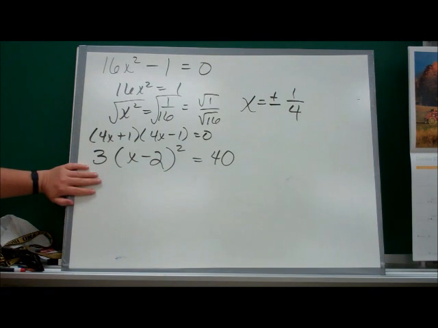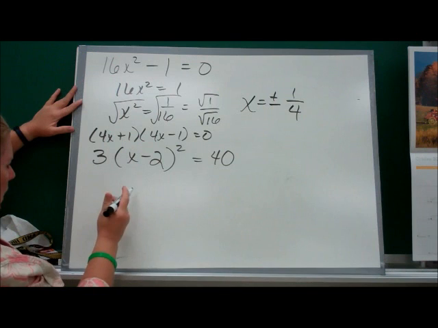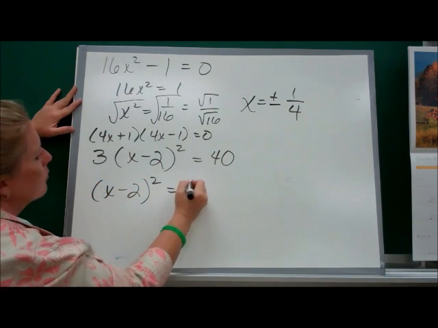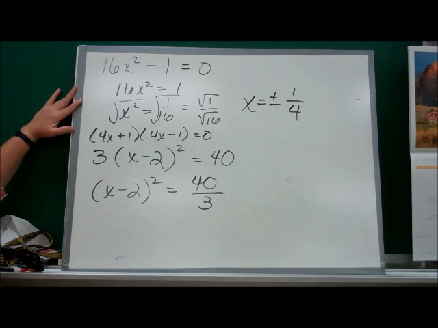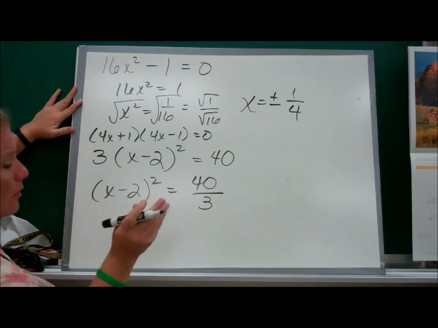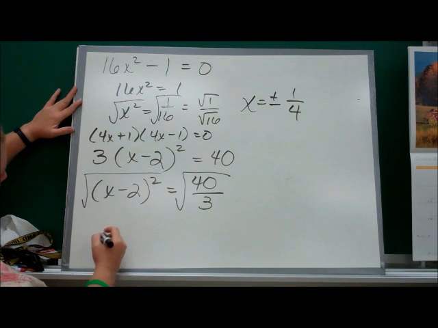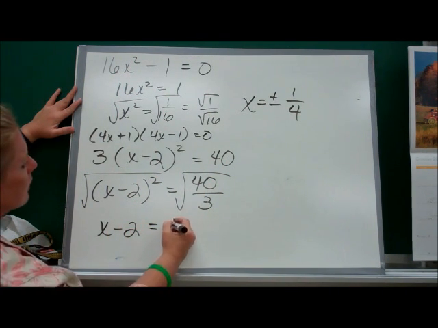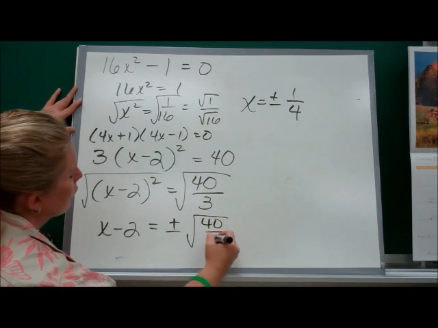Okay, here's one. That's kind of fun. Divide by 3 on both sides. We're going to have x minus 2 squared equals 40 over 3. It doesn't go in evenly. I did that on purpose. Now we're going to square root both sides. Okay. So we're going to have x minus 2 equals plus or minus the square root of 40 over 3.